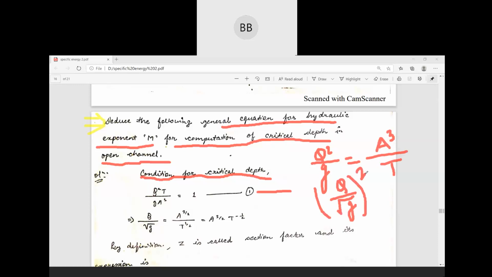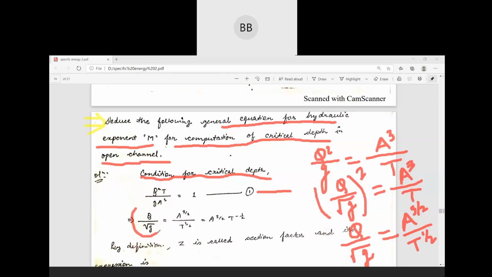Then we want to remove this square. So here we can also write root over g whole square, then it will be again Q square divided by g, equal to A cube divided by T. Next, if we remove that square, then it will be Q by root over g is equal to A to the power 3 by 2, and T to the power half will come here.